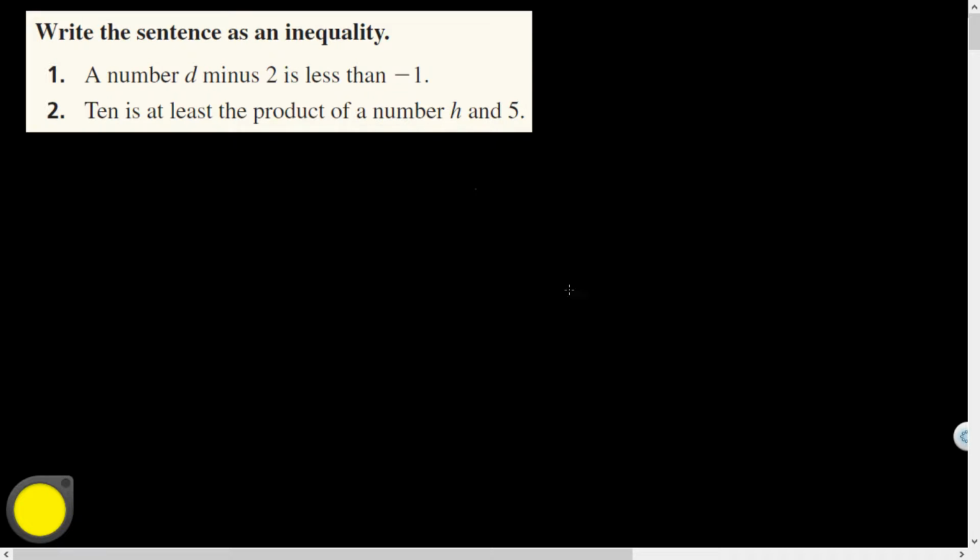So problem 1, it says, write the sentence as an inequality. A number d minus 2 is less than. Is less than means it's a relationship, because I see the word is, less than -1.